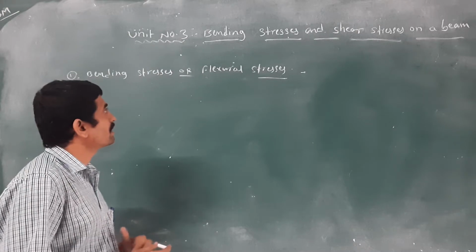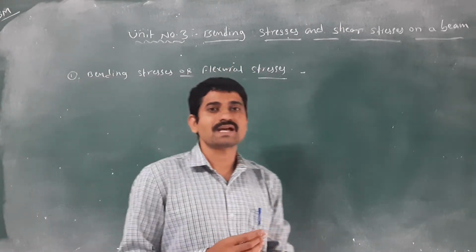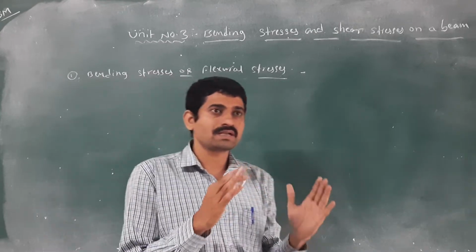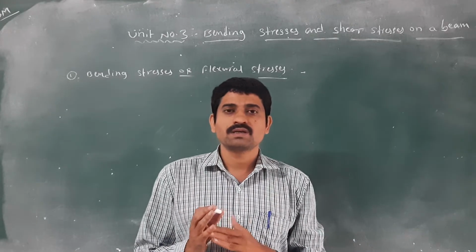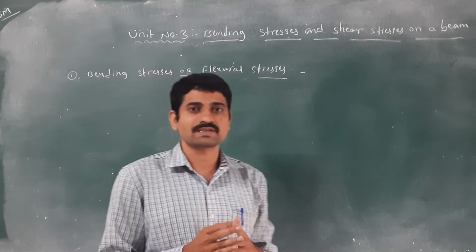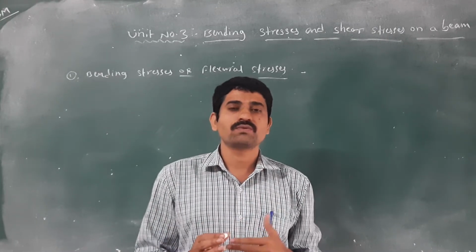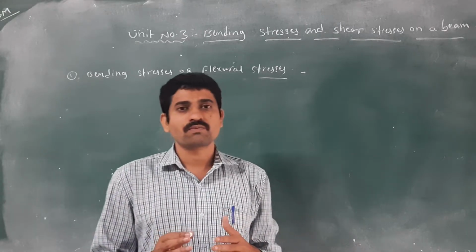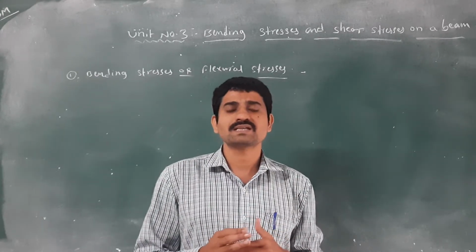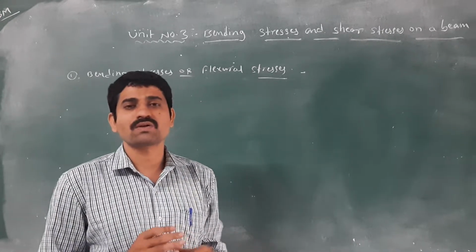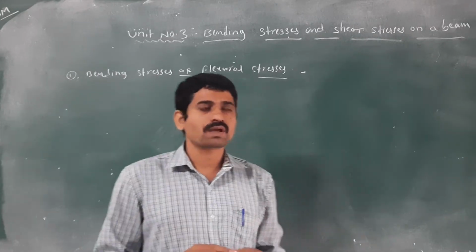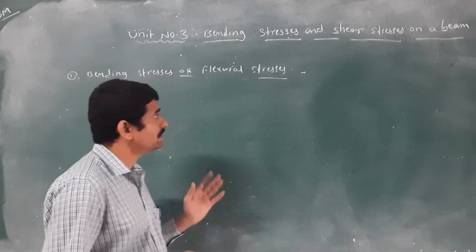What is unit number 3? You are given the bending stresses and shear stresses of a beam. Here we will consider different sections: I section, C section, rectangle section, circular section, etc. With the help of those different sections, you have to calculate the bending stresses as well as the shear stresses on the given beam. Clear? Then how to calculate that? We will see it one by one.